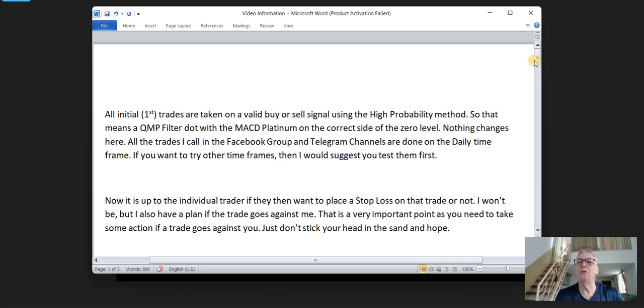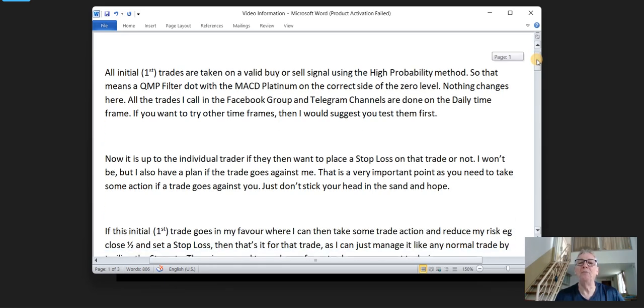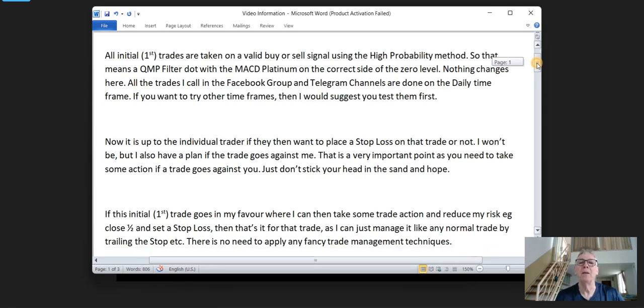Now, you don't have to do this. You can place a stop loss. You can do different position sizing or sequencing. I'm just giving you ideas. What I'm saying is not necessarily the right way. It's just the way it works for me.